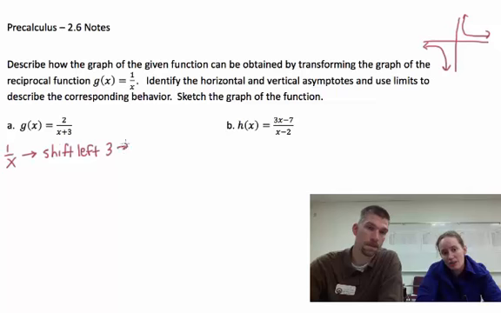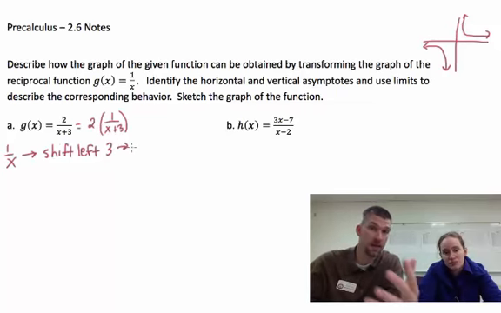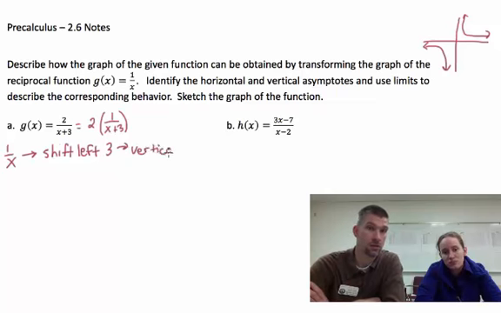What else is happening to this? We also have a vertical stretch of 2 going on. Now, why do I know it's happening not specifically to the x? Because notice that your x is in the denominator, and we're not dealing with a number in the denominator right now. We're dealing with the guy in the numerator. And so that would become outside, and we're going to do a vertical stretch by a factor of 2.